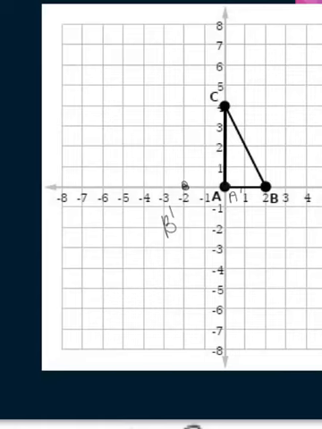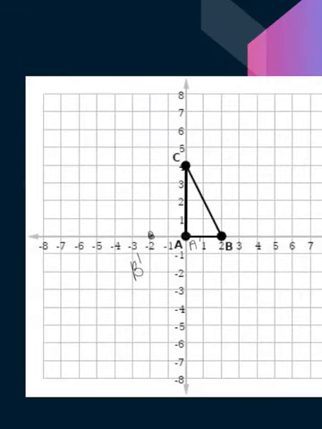C prime is actually in the same spot as C is as well, so we can still plot that point and label it C prime. So now we just connect our dots, and now we have our image plotted on the graph. And so now we have to figure out if this is a rigid or non-rigid transformation. If you notice, it just looks like this was flipped. The pre-image was just flipped over to create our image.